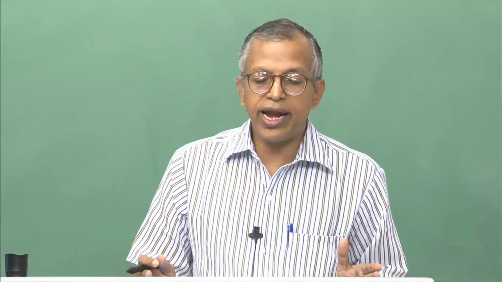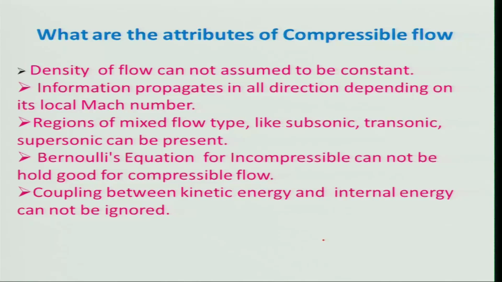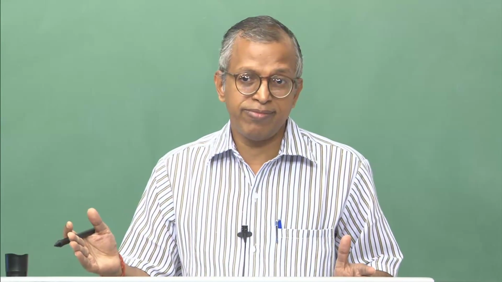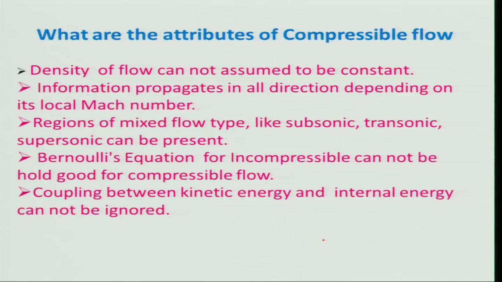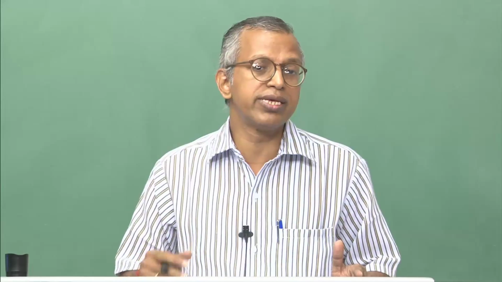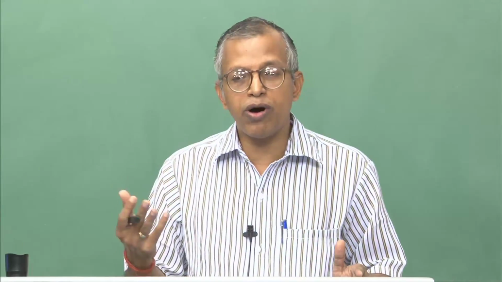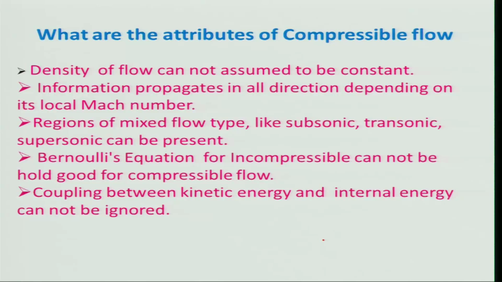So, coming to that, let us now look at the attributes of compressible flow. Just to summarize, the density of flow cannot be assumed to be constant, what we generally do for incompressible flow. We always say that incompressible flow means density will not be changing, but as I told you, that is a myth, though for practical purposes we use it. Information propagates in all directions depending on the local Mach number. We have already discussed this and will be using the concept to talk about shock formations. Regions of mixed flow, subsonic, transonic, supersonic, can be present, particularly in transonic, where both subsonic and supersonic flow will be there, as we have seen.